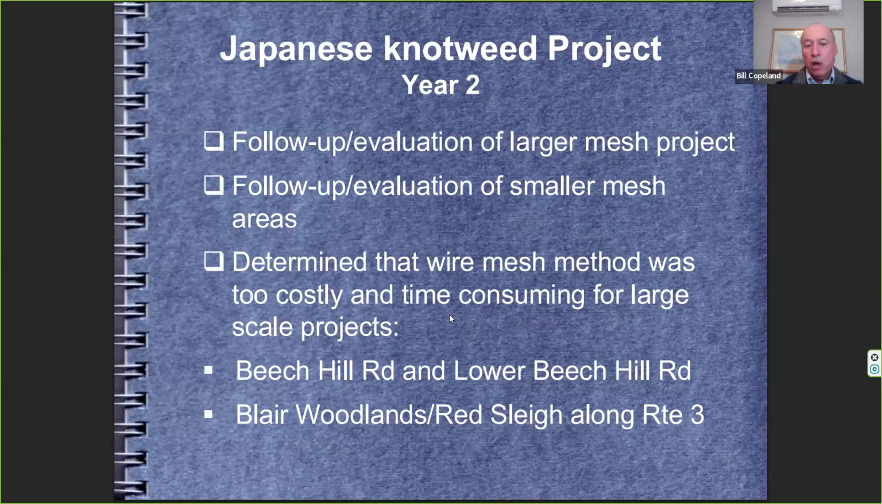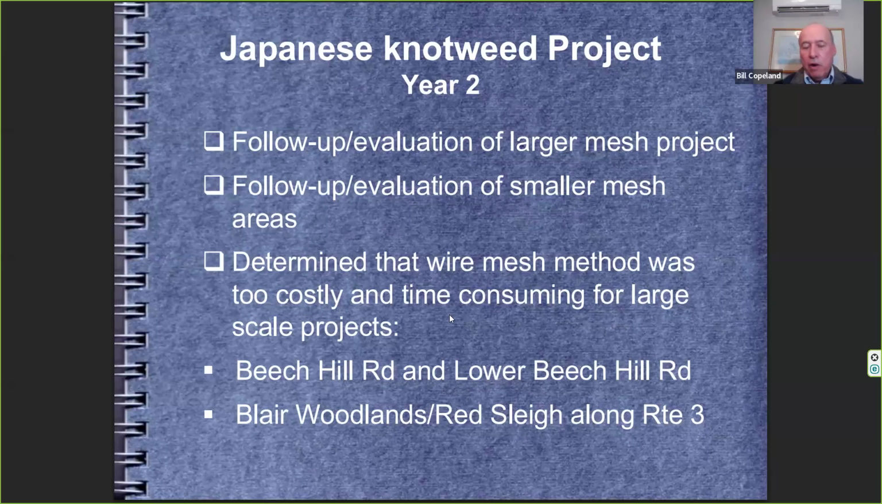One was along a town road, Beach Hill Road and Lower Beach Hill in a part of Campton, and those were dirt roads. That had implications because when the town was doing ditching or snow plowing, it was moving pieces of the knotweed that was growing there along the road. So you could actually see the creek along the road going on there.